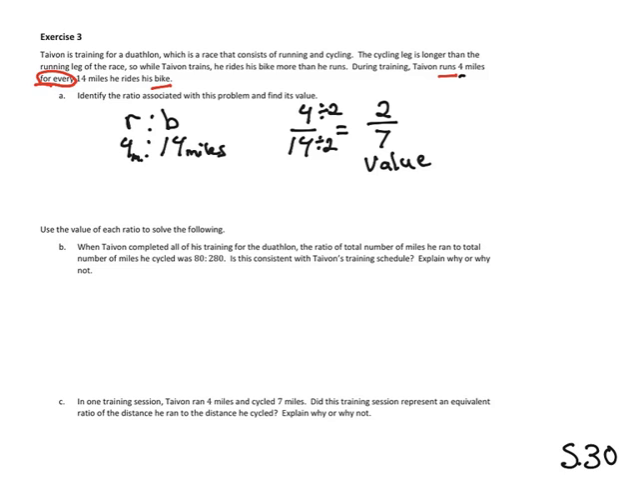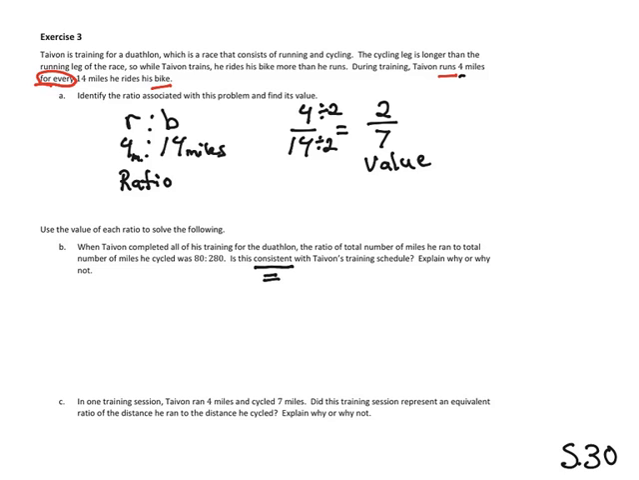So then it says, use the value of each ratio to solve the following. Okay, so when Tavon completed all of his training for the duathlon, the ratio of the total number of miles he ran to the total number of miles he cycled on his bike was 80 to 280. Is this consistent with Tavon's training schedule? Explain why or why not. So basically they've given us a second ratio and they want us to see if it is consistent. Consistent means, is it equal?